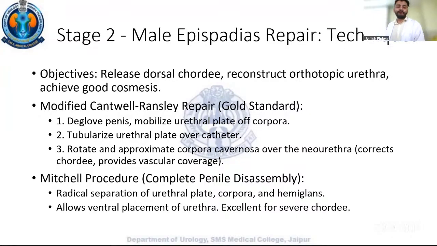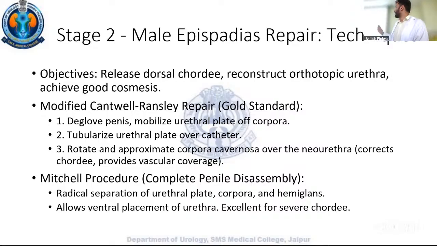For male epispadias, the objective of the epispadias repair is to release the dorsal chordee. We have to reconstruct the orthotopic urethra and achieve good cosmesis. And there are two main procedures defined for epispadias repair. One is the modified Cantwell-Ransley repair. This is the gold standard.